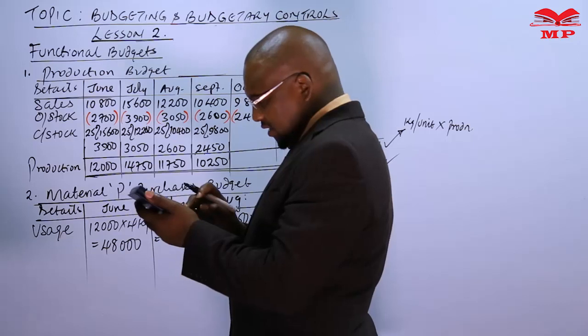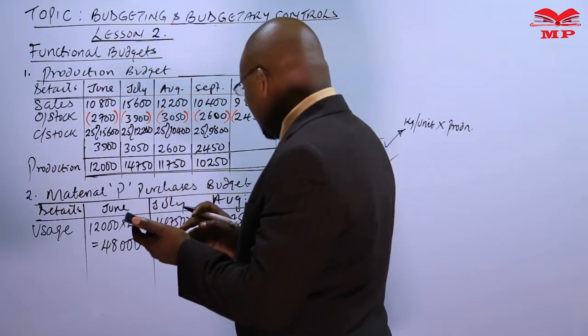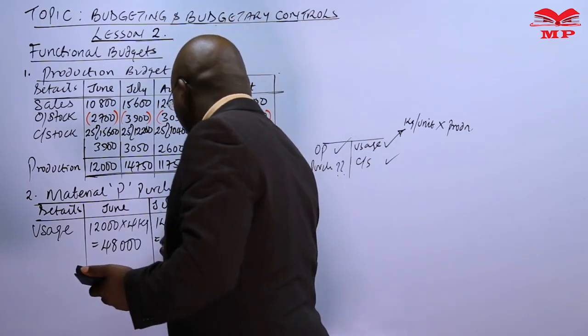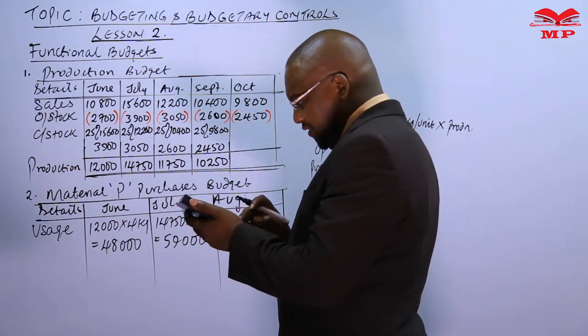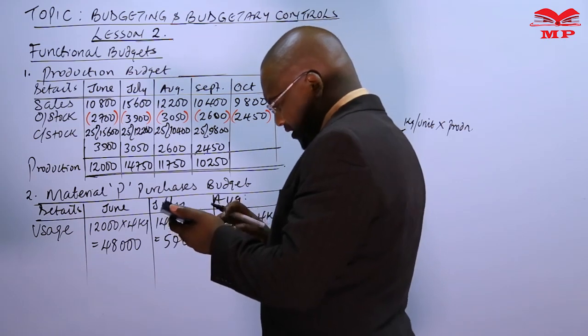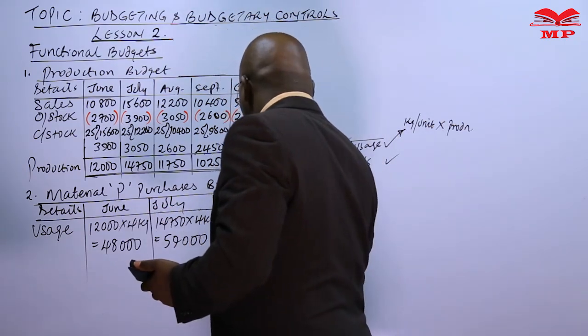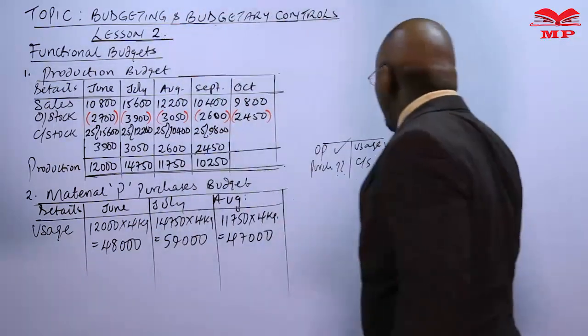This is 14,750 times 4 kgs. This is going to be 59,000 kgs. And we have 11,750 times 4 kgs. This is giving us 47,000 kgs. Now we do have the usage.